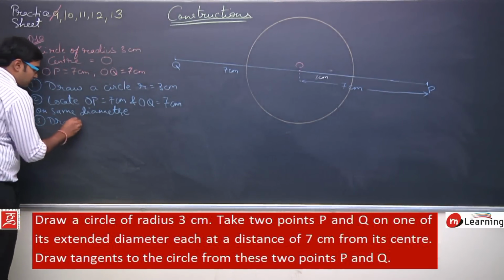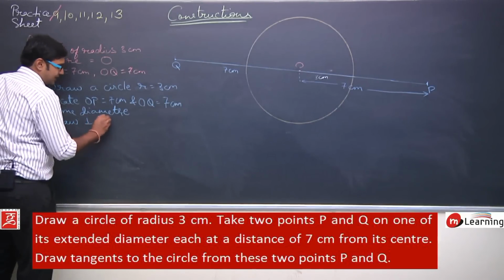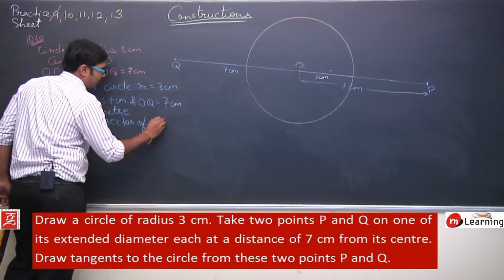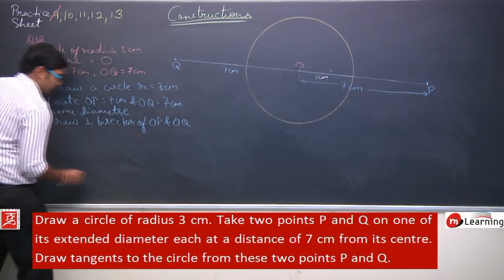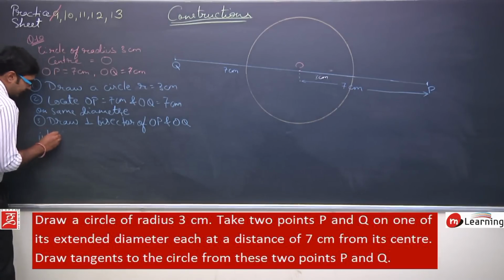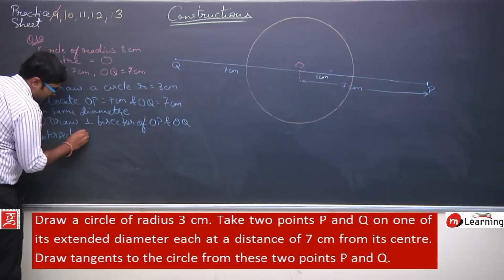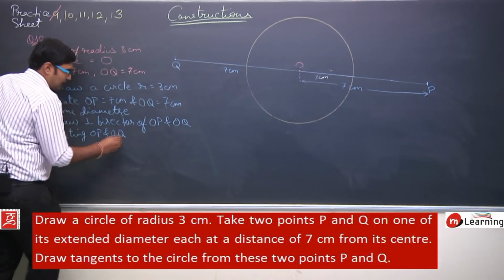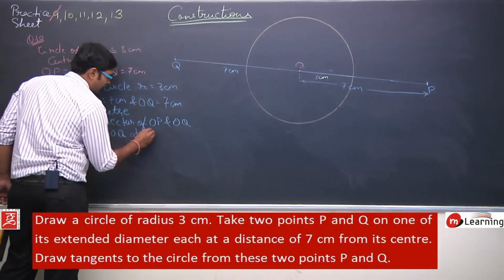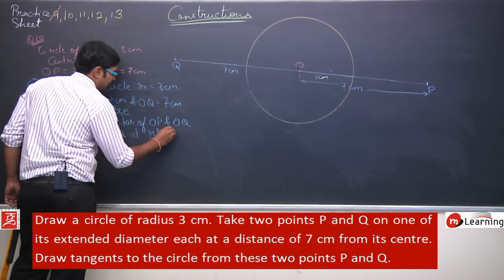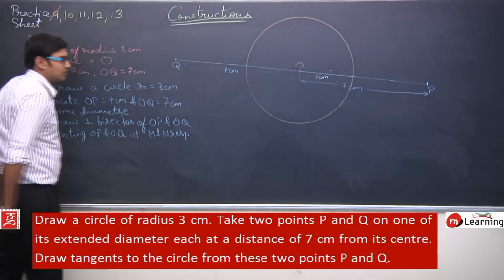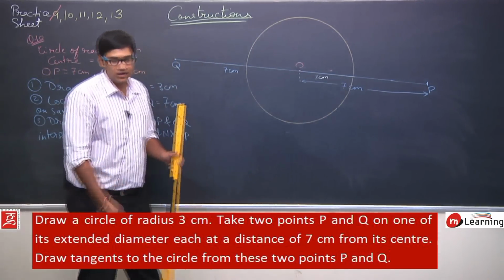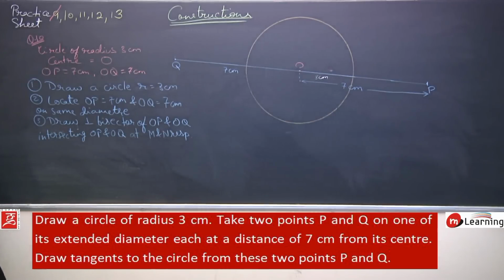draw perpendicular bisector of OP and OQ intersecting OP and OQ at M and N respectively. So I need to draw the perpendicular bisector of OP and OQ. Okay, so let's draw the perpendicular bisector.